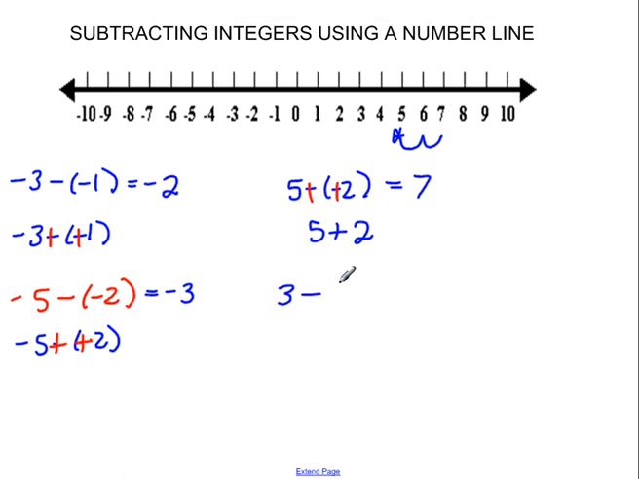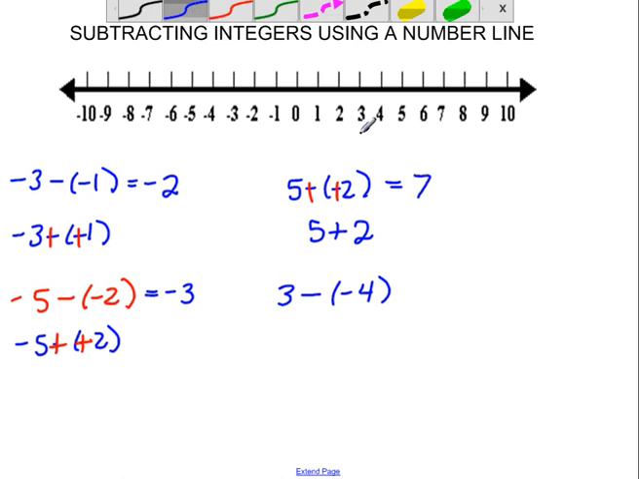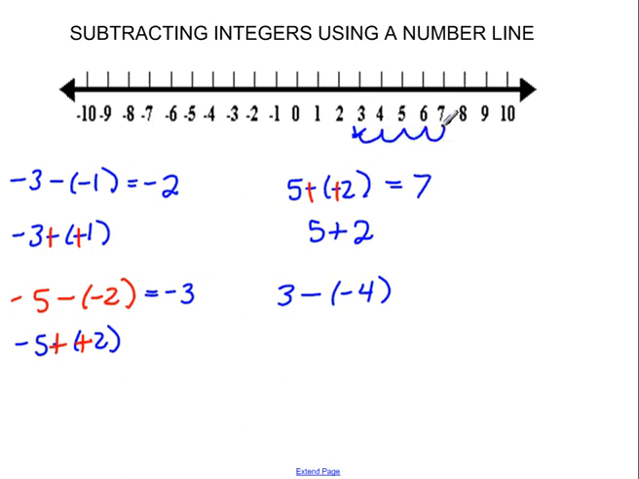3 minus -4. So we start at 3. And because we're subtracting a negative, we move to the right. 1, 2, 3, 4. And we get 7. Again, you can think of that as adding the opposite. So these were all examples of subtracting a negative.